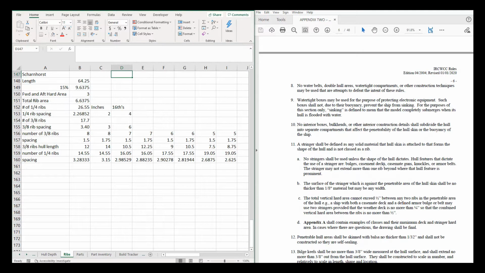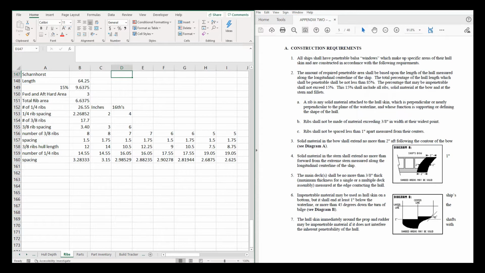We're also going to use a stringer, because the ship has an armor belt. You can see here the rule for stringers should be no thicker than 1/8 inch material. And when we talk about how tall the windows are going to be, you get up to 3/8 inch thick at the deck rim, and then the bottom of the window is either 1 inch below the waterline or more than 45 degrees from the downturn of the bilge, and I'll show how I do that in a minute.